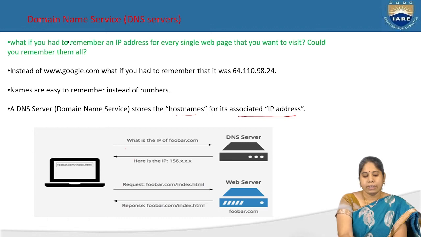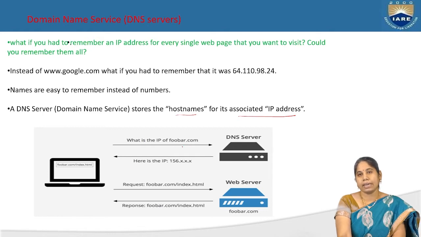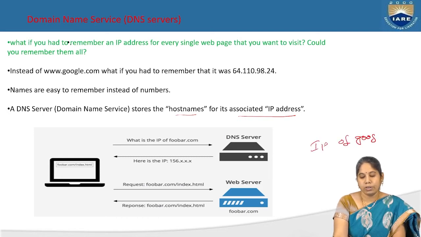Then whenever the domain server translates the IP of that site, when the client types something like www.google.com, the DNS server will immediately look it up: what is the IP of google.com? So what is a DNS server?